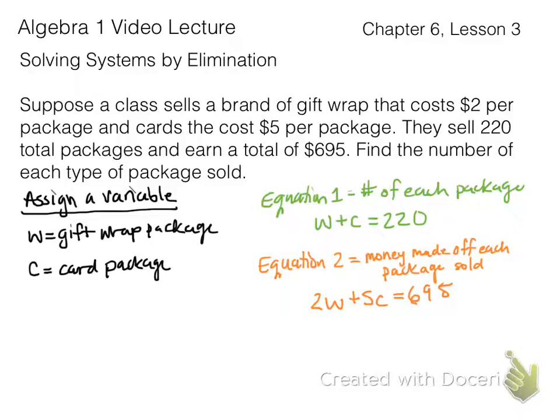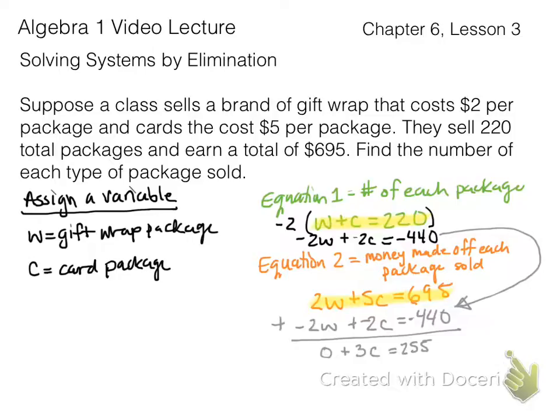The amount of money we made off of them, if it's $2 per gift wrap package and $5 per card package, that equals $695. Sorry, I'm tired. All right, elimination time. Well, I only have to change one of them, so this is a situation where you only need to change one. Again, I'm multiplying by negative 2 because I want to add. Again, you could multiply by 2 and then subtract. It's your choice.